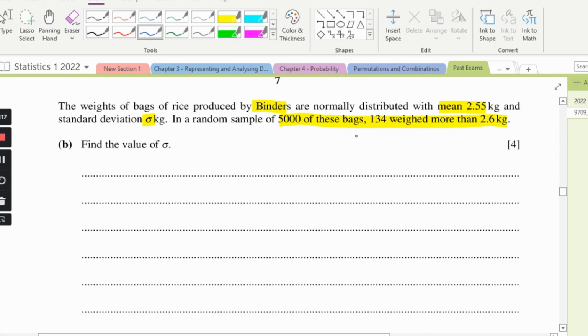Why do I want to do less? Well, because the Z numbers give you the percentage that's less, so I think it's easier for us to work out that way. So what we're going to do is go 5,000 is our denominator. We're going to do 5,000, take away the 134 that weigh more than 2.6, and then we're going to times this whole thing by 100 to find out the percentage that weigh less than that, okay?